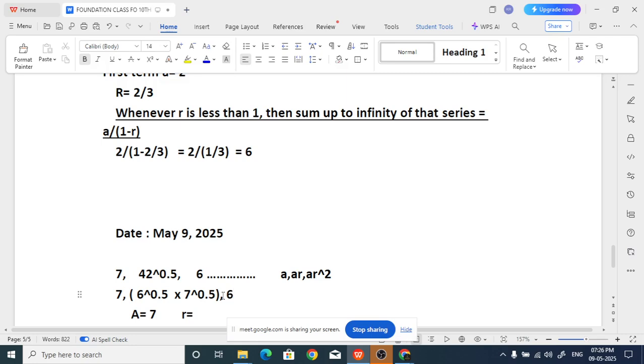Root 42, that is 42 to the power half. Instead of writing half, I am writing 0.5. So can I write that as 6 into 7, whole to the power 0.5? Can I write 6 to the power 0.5 and 7 to the power 0.5? Yes, sir. Okay, now the second term divided by first term is how much?